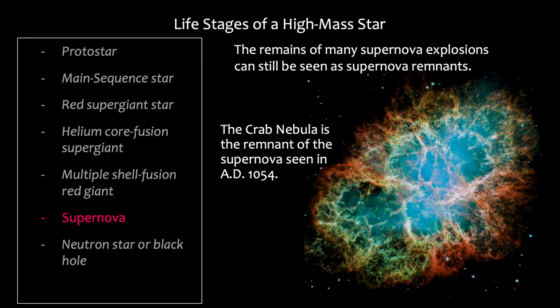The remains of many supernova explosions can still be seen as supernova remnants. The most famous example is the Crab Nebula in the constellation Taurus, which is the supernova seen in AD 1054. This is what a supernova can look like after 3,000 years. In fact, from Hubble observations, a very recent image in 2026 shows clear changes in the Crab Nebula in just the past 25 years. Inside, at the center of the nebula, is a spinning neutron star named the Crab Pulsar.